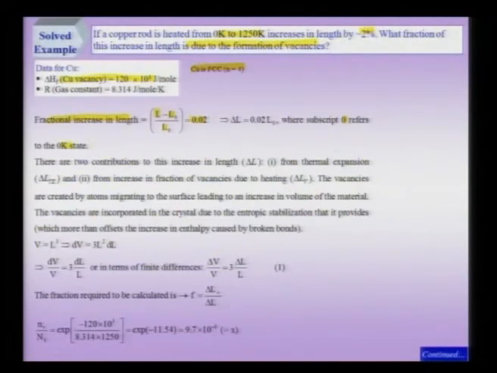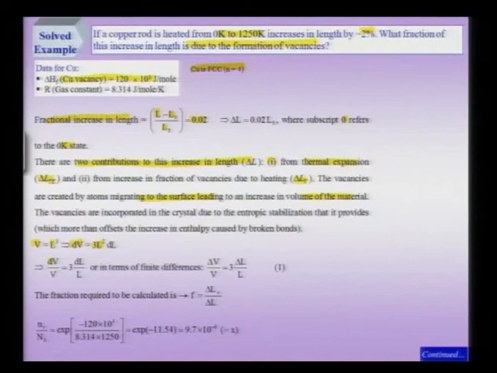And the 2 contributions to the increase in length delta L are coming, as I told you, from thermal expansion, the normal one, which I write with subscript TE, and from the increase of vacancies, which I write with subscript V. So, the total delta L is delta L_V plus delta L_TE. The vacancies created by atoms migrating to the surface will lead to a volume increase in the material, and therefore V is equal to L cube, and this length increase is what I am describing here by this 2%. So, dV is 3 L square dL.